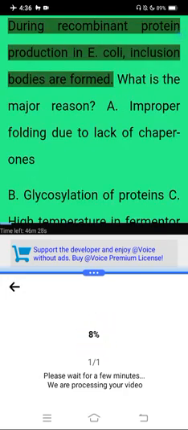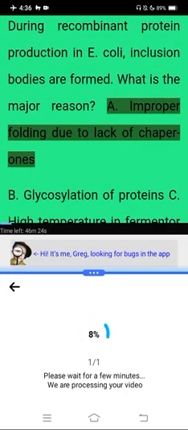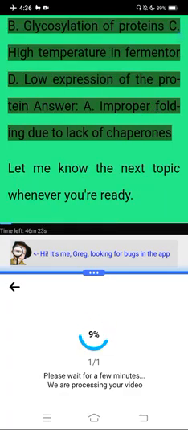CSIR NET June 2019. During recombinant protein production in E. coli, inclusion bodies are formed. What is the major reason? A. Improper folding due to lack of chaperones. B. Glycosylation of protein. C. High temperature in the fermenter. D. Low expression of the protein. Answer: A. Improper folding due to lack of chaperones.